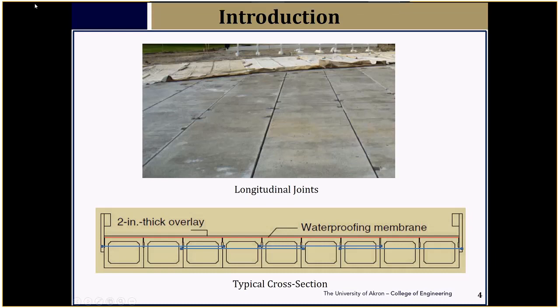The joints here are created by providing keyways on the sides of the precast concrete box beams. Later on, once the boxes are placed together and the tie rods are in place, the keyway recess is grouted with normal cementitious grout. That's the current practice.